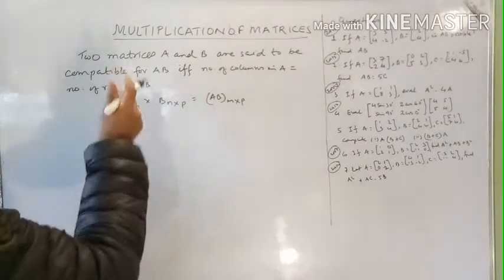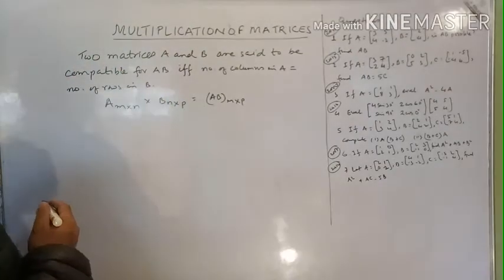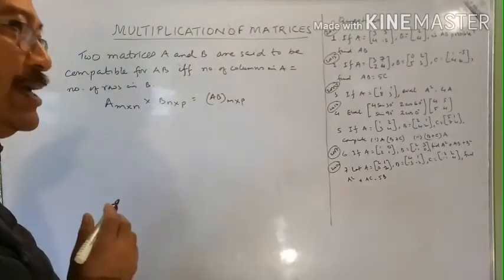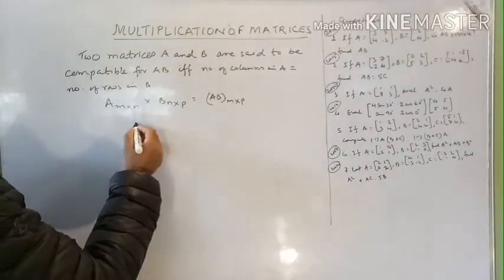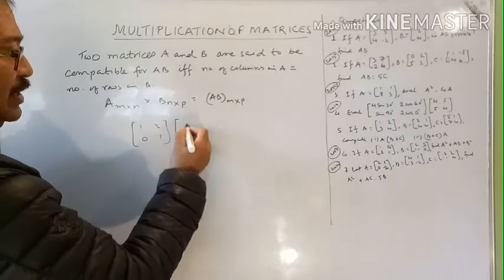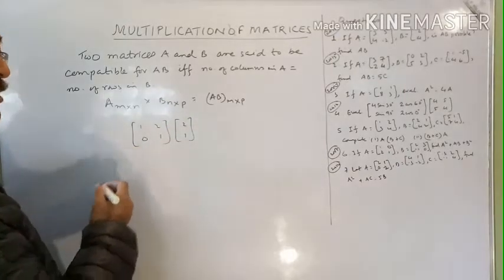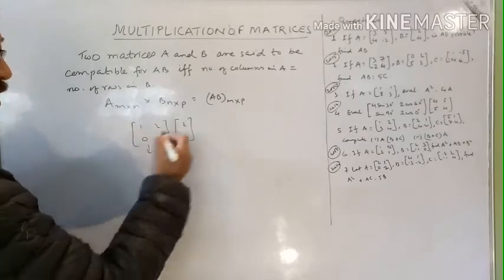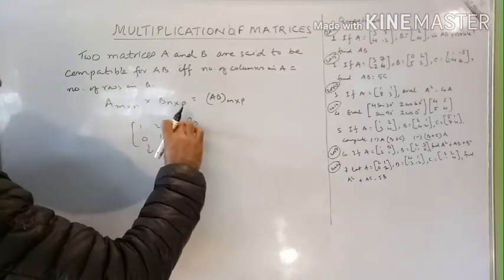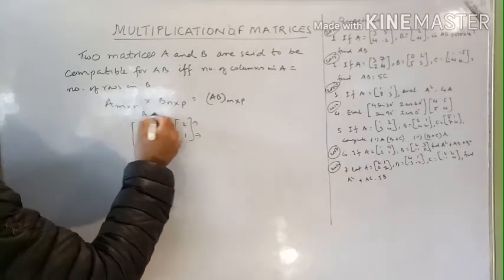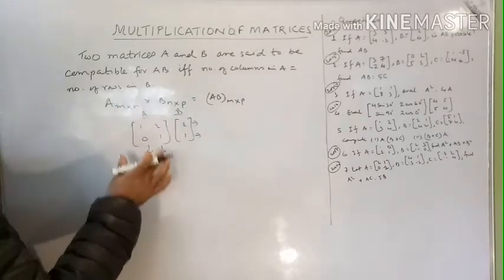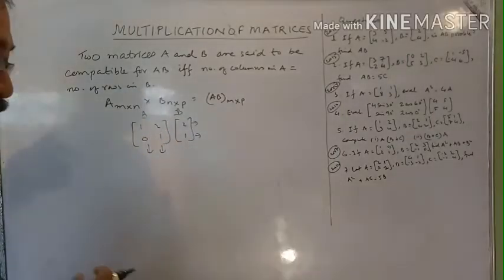So the number of columns in A must be equal to the number of rows in B. Then only two matrices can be multiplied. Otherwise, we cannot multiply. For example, suppose you have a matrix here 1, 2, 0, 1. The number of columns is 2. Here 2, 1. You see, it has two columns and it has two rows. So since the number of columns in A is equal to the number of rows in B, suppose this is A and this is B, then these two matrices are compatible for multiplication.